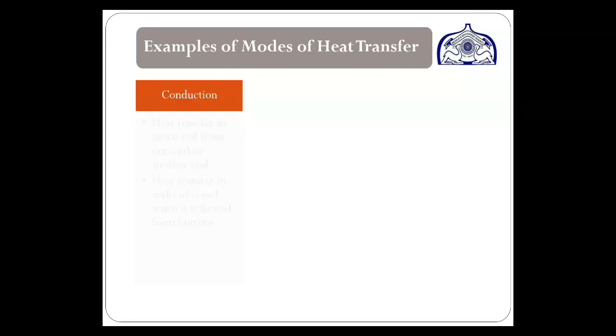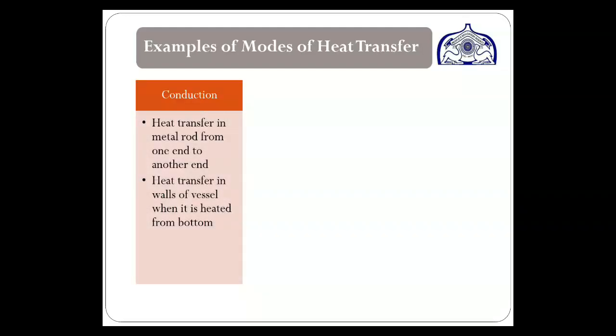Now first, conduction. Heat transfer in a metal rod from one end to another end: whenever we heat a rod at one end, the heat is transferred from that particular end to the other end. This is due to conduction. Heat transfer in walls of a vessel when it is heated from the bottom is also an example of conduction.